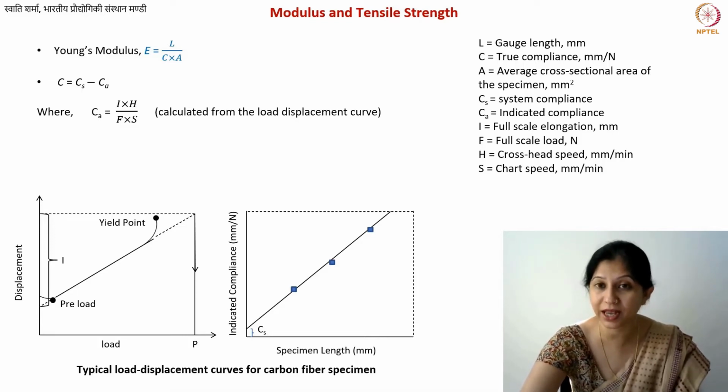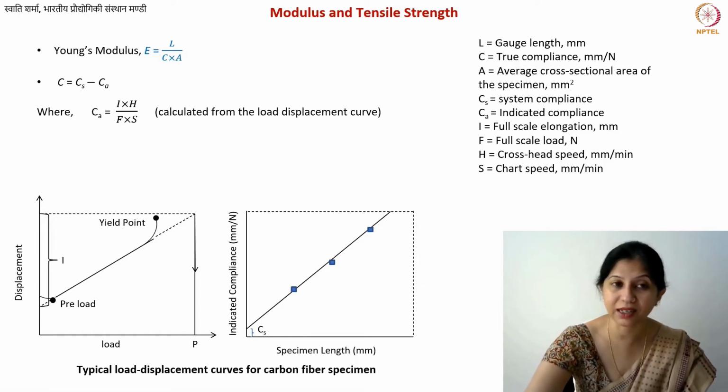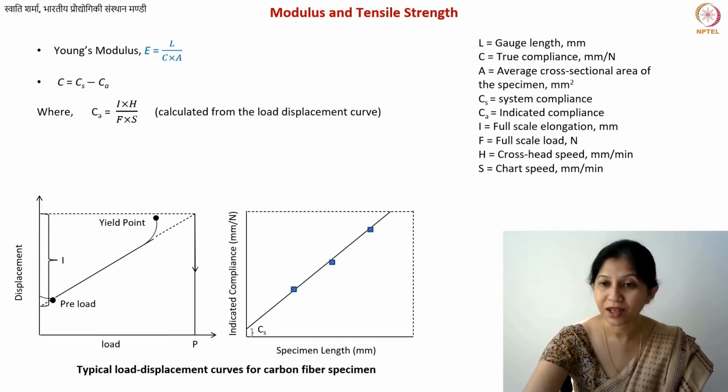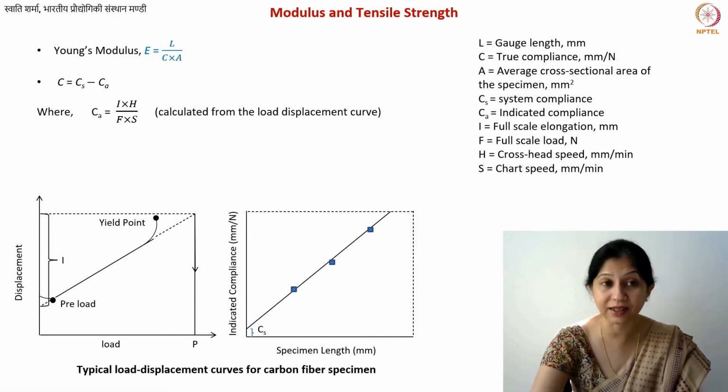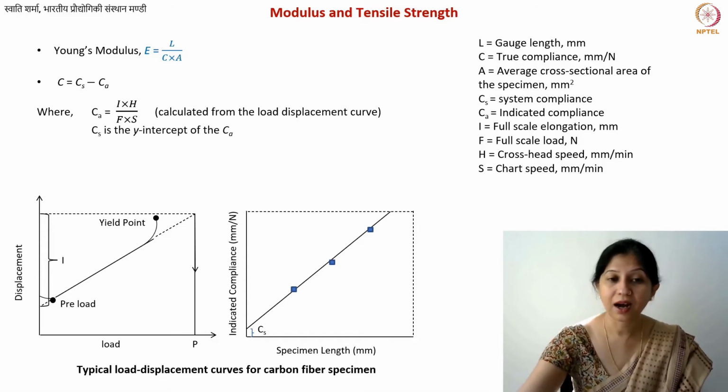And what are these terms? Again, you can read in this glossary. I is the full scale elongation. H is the crosshead speed. These are very instrument specific parameters, but I'm just trying to show you how it is calculated. F is your full scale load, and S is what is known as the chart speed. Based on these parameters, the CA value is calculated, and CS is nothing but the y-intercept.